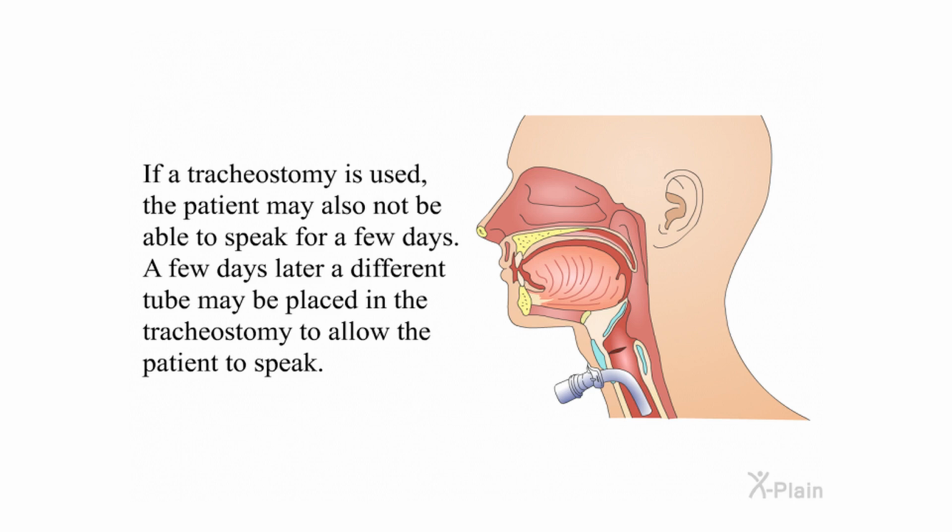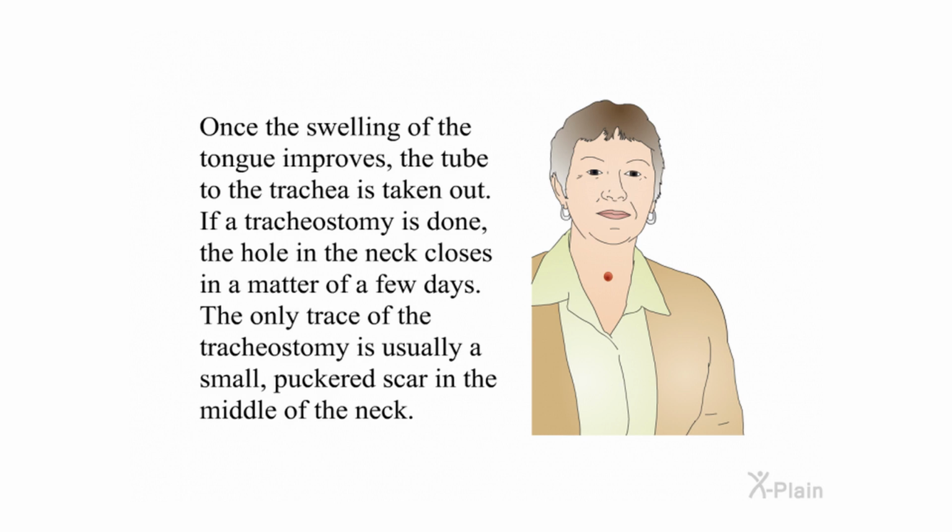If a tracheostomy is used, the patient may also not be able to speak for a few days. A few days later, a different tube may be placed in the tracheostomy to allow the patient to speak. Once the swelling of the tongue improves, the tube to the trachea is taken out. If a tracheostomy is done, the hole in the neck closes in a matter of a few days. The only trace of the tracheostomy is usually a small puckered scar in the middle of the neck.